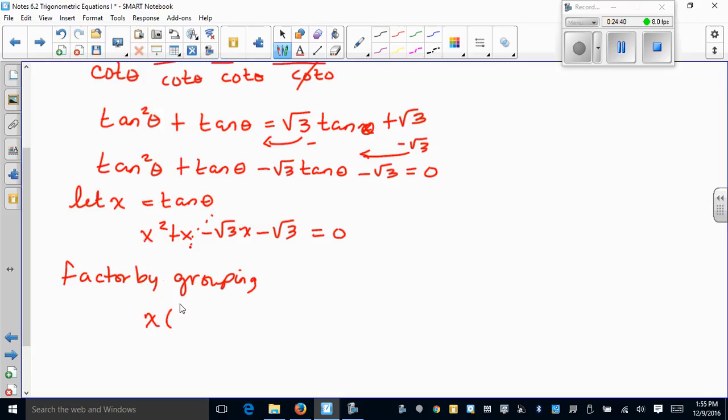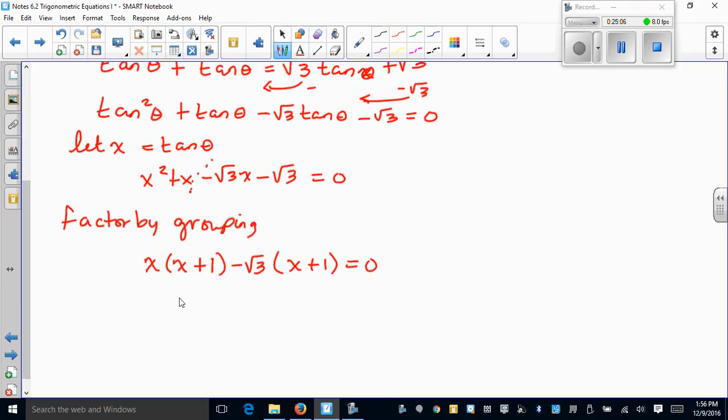And I factor out the x. I'm left here with x plus, and x divided by x, 1. This one, both have radical 3's on them, and they're both negative. So negative radical 3. And I have left x. Now I took the negative out, so I'm left with plus 1, which is what we want. These two parentheses have to be the same. So my factors are x plus 1 and x minus radical 3. So x is going to equal negative 1, and x is going to equal radical 3.